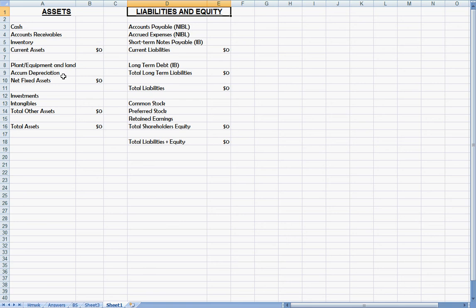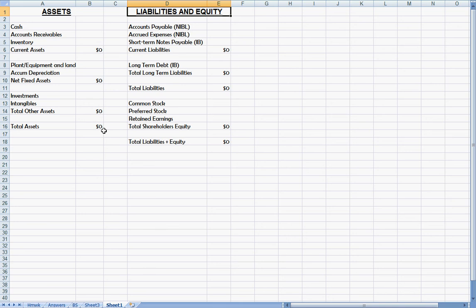Finally, we have a category called other assets, and that includes investments, and that's not investments in the stock market, that's investments in things like other companies, which you could not turn around and quickly sell, and intangibles. And within intangibles, we would find things like patents or covenants not to compete or goodwill, something that we would depreciate or amortize over time. And we would total those up and we would have total other assets as well. If we take each of these subtotals for current assets, net fixed assets, and total other assets, add them together, we will get total assets. That's it for the left-hand side of the balance sheet.